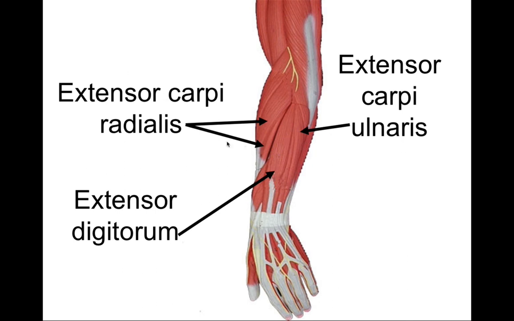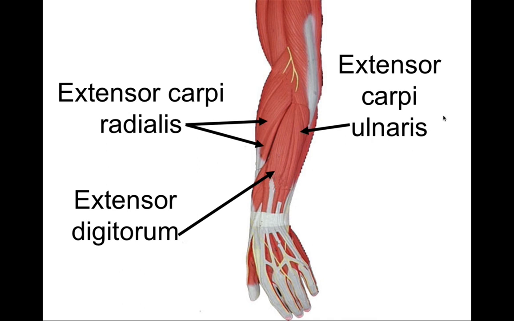All extensor muscles are found on the posterior side of the arm. So without a doubt, if you see the posterior side of the arm, you automatically want to start thinking about extensor muscles. Let's go from medial to lateral. This muscle over here is known as the extensor carpi ulnaris muscle. The extensor carpi ulnaris is an extensor muscle, and it will course down here and attach around the wrist.